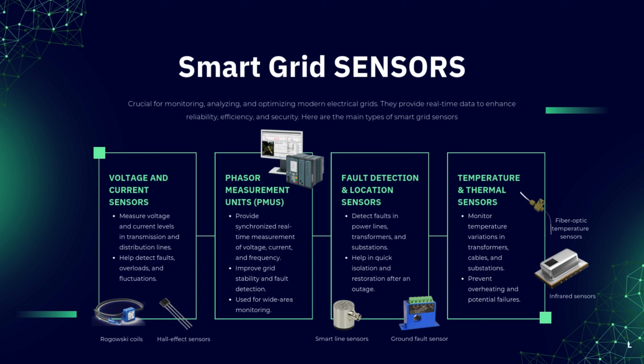So also fault detection and location sensors. We have the smart line sensors and ground fault sensors. The smart line sensor detects everything: the voltages, the current, and also the loads. And also here, the temperature and thermal sensors. By the name itself, it measures the temperature, so that if ever a line or a transformer heats up, it could easily prevent any explosion or any outage in the area.